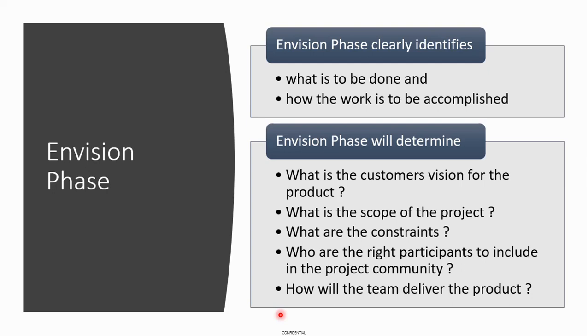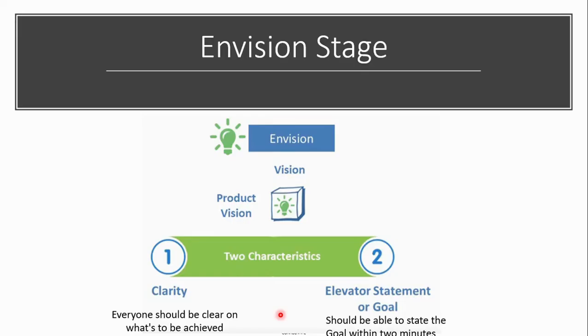One more thing they say is that once the envisioning is done, either for the product or the project, there's something called the elevator statement. As a project manager, you should be able to describe the overall goal of the project within 2 minutes to any member of your team: this project is this. That is the test that they do. If you have done envisioning properly, you should be able to state the goal of your project within 2 or 3 minutes, in a very short time, to any member of your team.